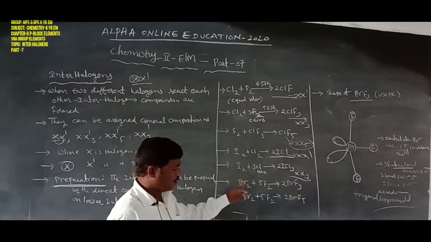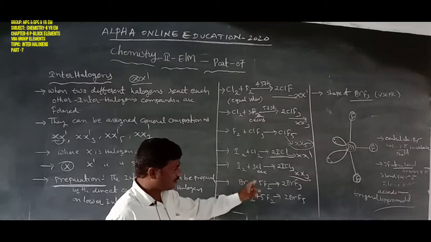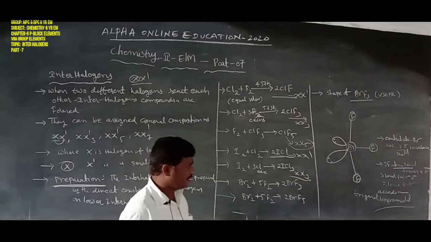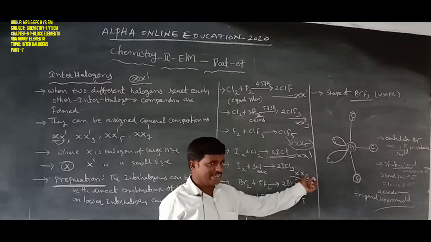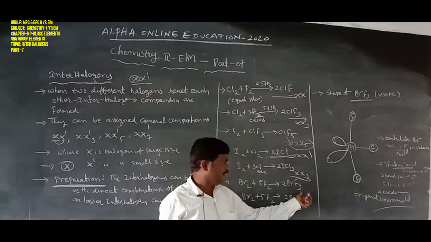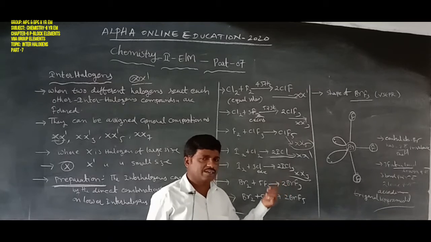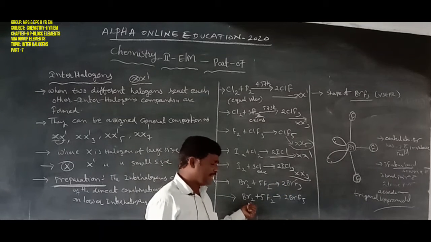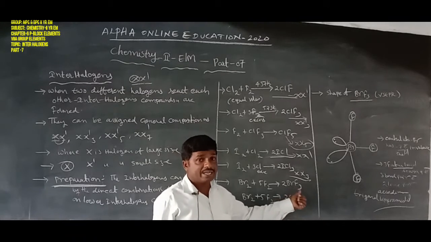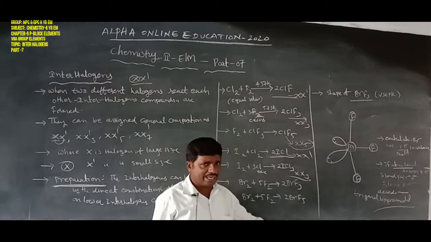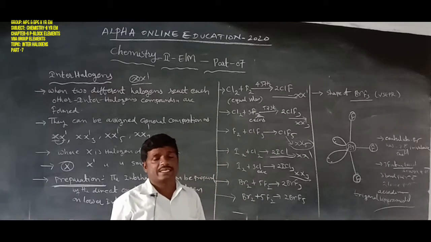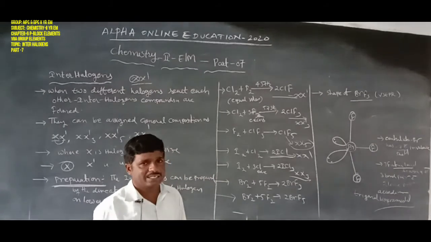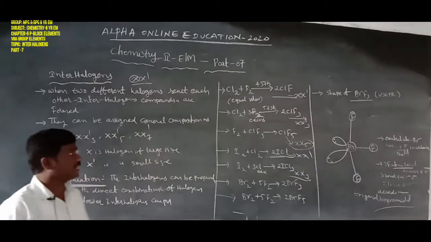Next one, bromine reacts with 3 moles of fluorine to form BrF3. Which type here is XX3? That is also known as an interhalogen compound of XX3. Next one, bromine combining with 5 moles of fluorine to form BrF5. Which type here? That is also known as XX5, an interhalogen compound.